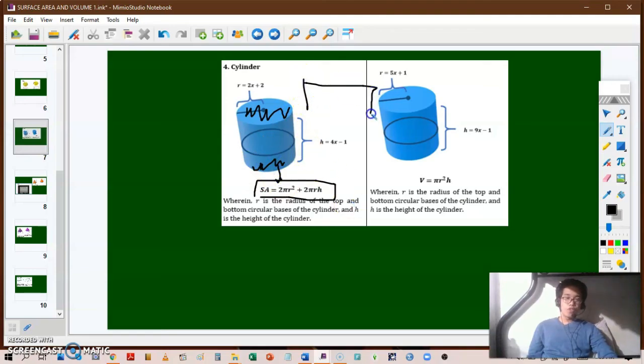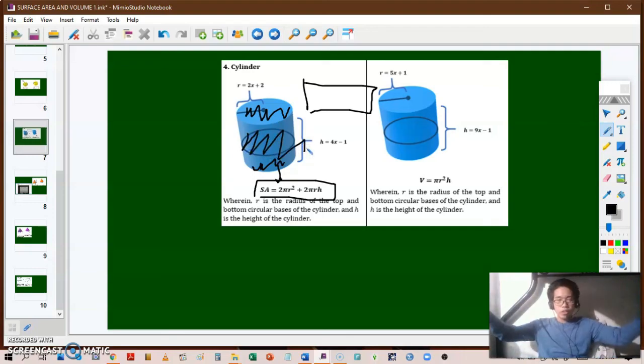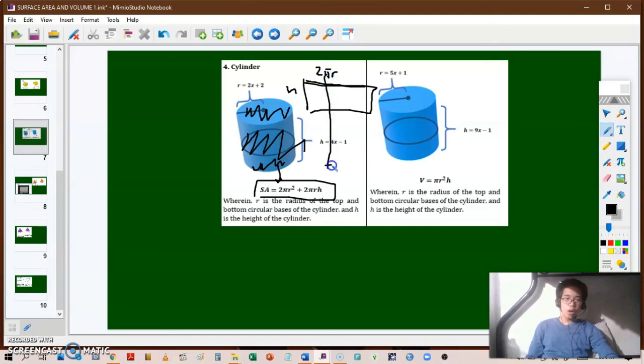If you flatten the lateral surface area, or the side area, of a cylinder, you get the height and then the circumference of the circle, which is 2 pi r, and that's where you get 2 pi rh.